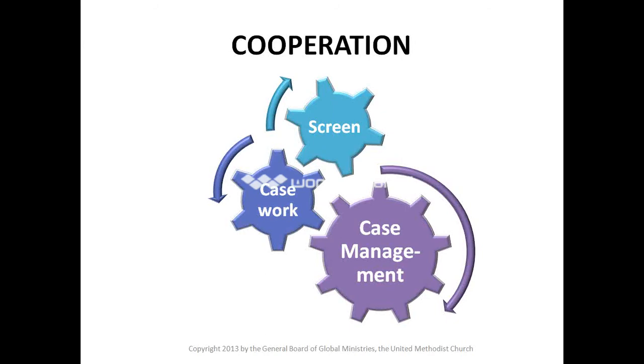Caseworkers provide information and referral, and offer short-term planning and referrals for basic and immediate needs, and they may transition the client to long-term disaster recovery case management. So both are very important for the disaster case management process.